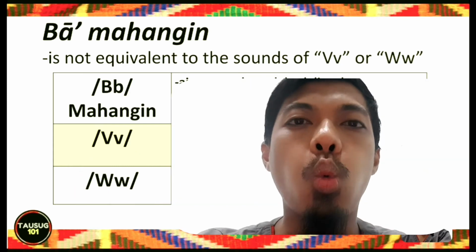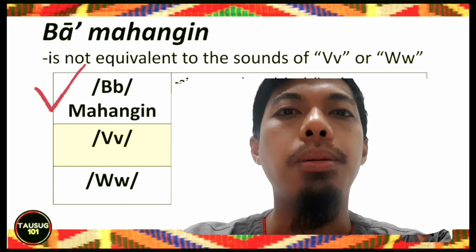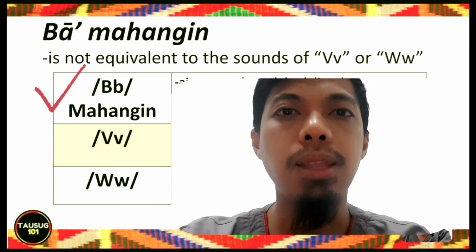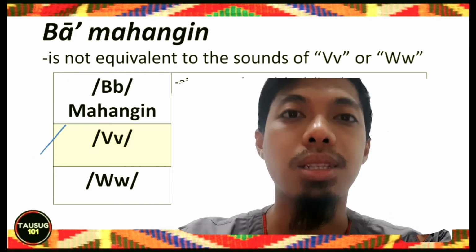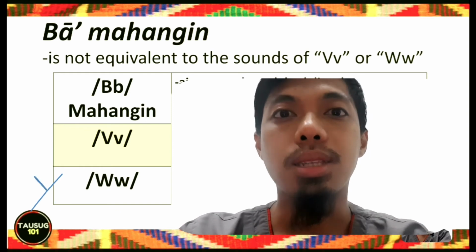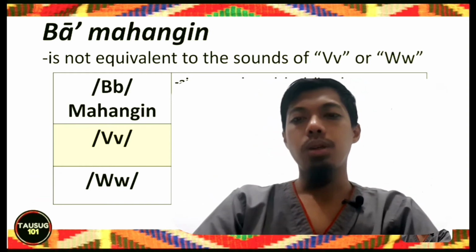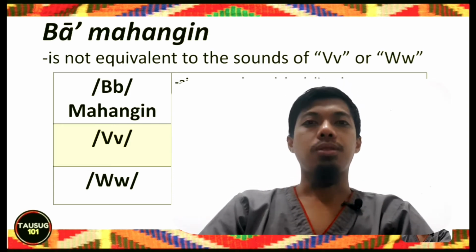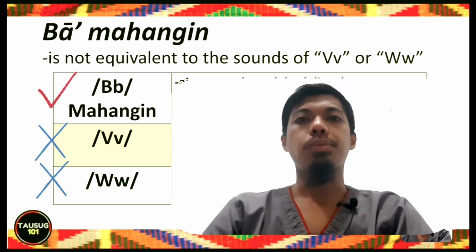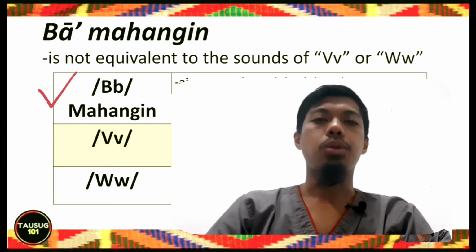Example, wa, wa, wa. So observe, va, va. That's Bā Mahangin. Va, va. That's letter V. And wa, wa. That's letter W. There. Everything is different. So never use the letters V and W to represent Bā Mahangin. You should just retain the letter B, but the pronunciation is different.